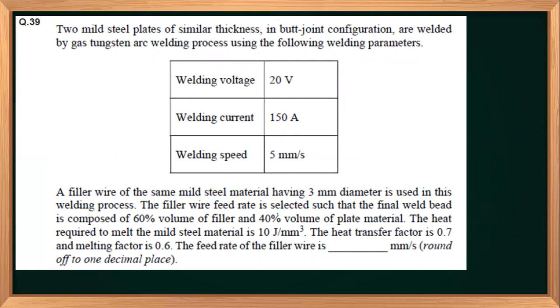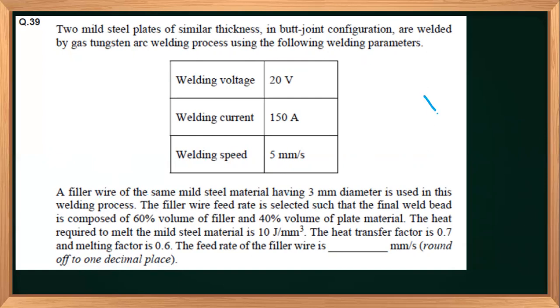Two mild steel plates of similar thickness in a butt joint configuration, right? So it's a butt joint configuration, and we don't know whether the edge preparation is there or not. Those things are not given, and it is welded with gas tungsten arc welding using the following parameters. The welding voltage, welding current, and welding speed are given. It uses a filler material of 3 mm diameter.